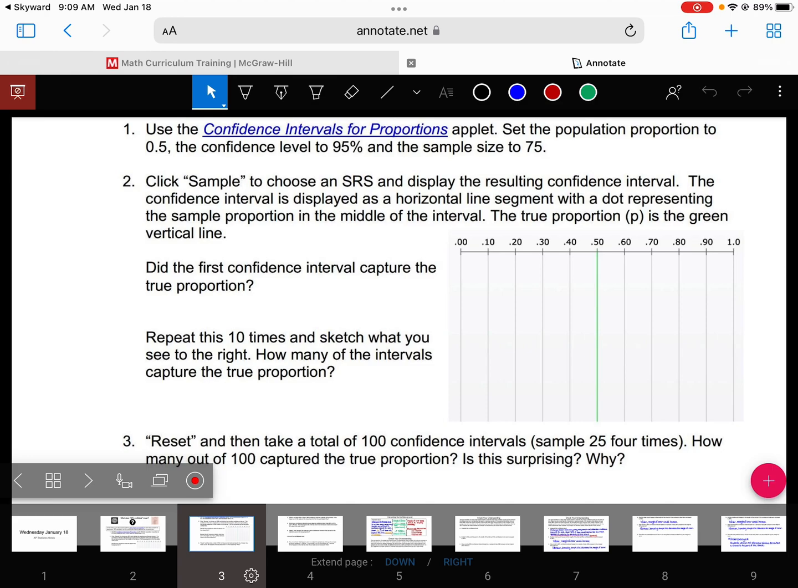Did anybody get all 10 confidence intervals that captured the true proportion? Did anybody have less than 9? Less than 9 that captured the true population proportion.